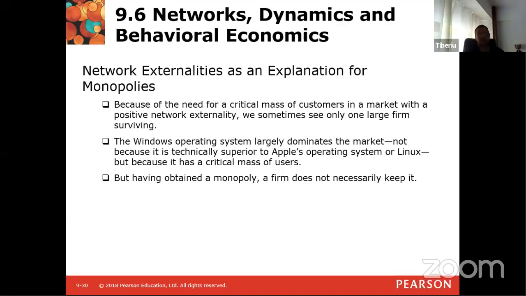Because of the need for a critical mass of customers in a market with a positive network externality, we sometimes see only one large firm surviving. The Windows operating system largely dominates the market because it has a critical mass of users, but having obtained a monopoly, a firm does not necessarily keep it.